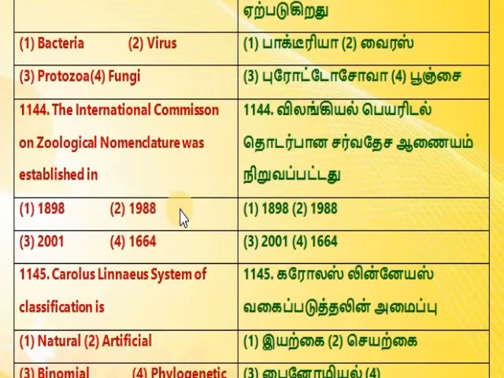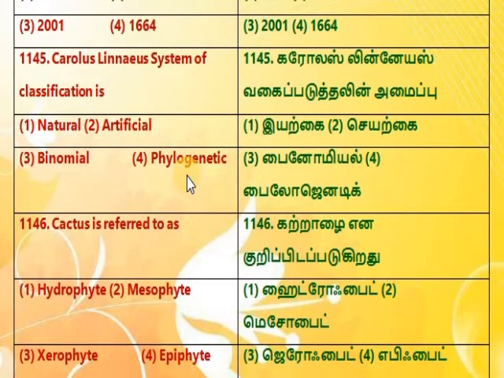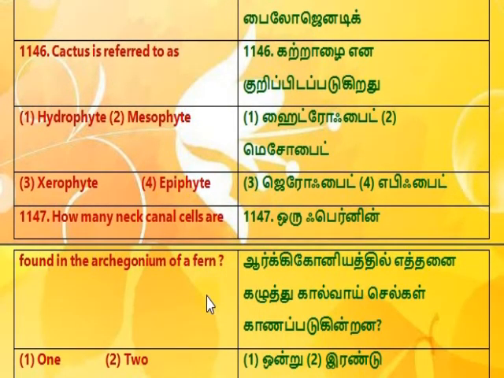1144 The International Commission on Zoological Nomenclature was established in 1. 1898, 2. 1988, 3. 2001, 4. 1664. 1145 Carolus Linnaeus' system of classification is 1. Natural, 2. Artificial, 3. Binomial, 4. Phylogenetic. 1146 Cactus is referred to as 1. Hydrophyte, 2. Mesophyte, 3. Xerophyte, 4. Epiphyte.